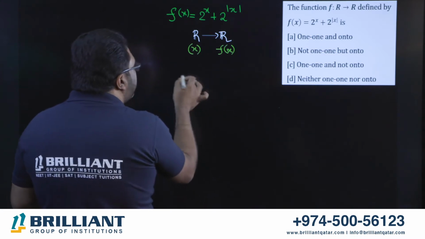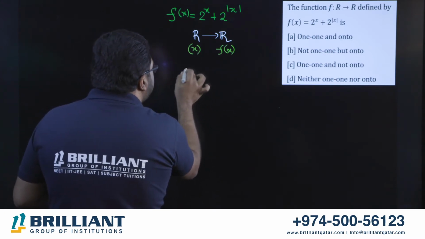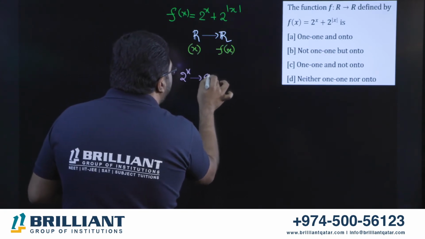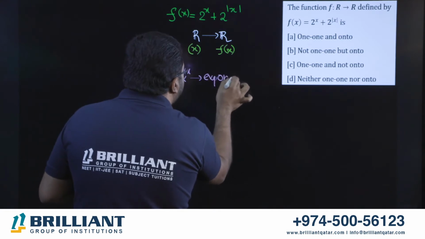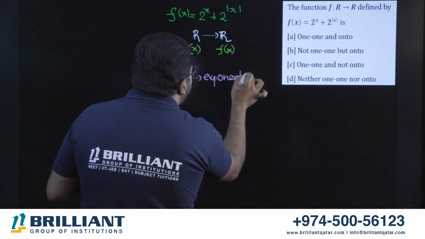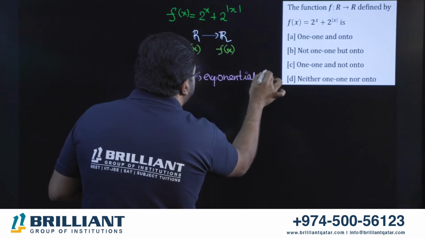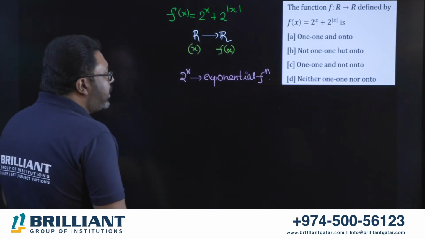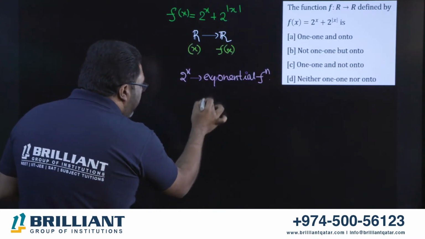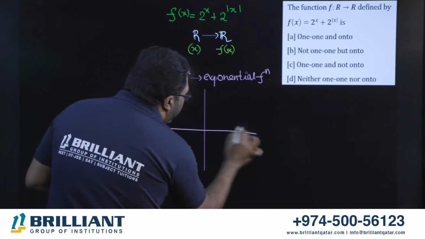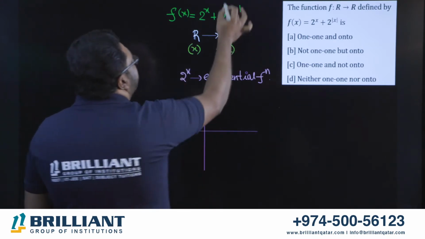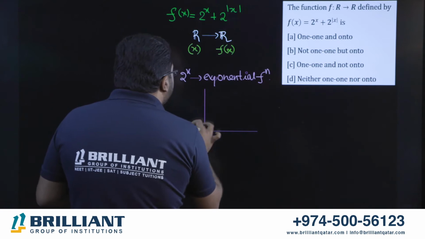Okay, no need to prove it. 2 raised to x is an exponential function. Observe it like this. An exponential function, when you represent this graphically, it is going to look like this.